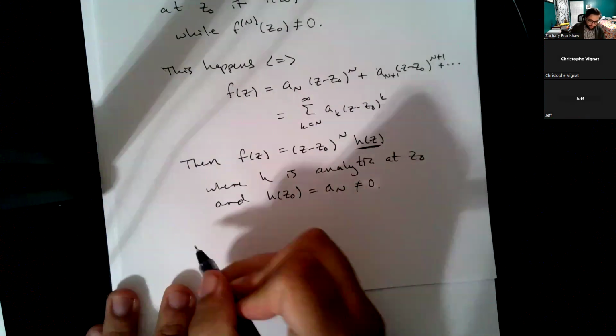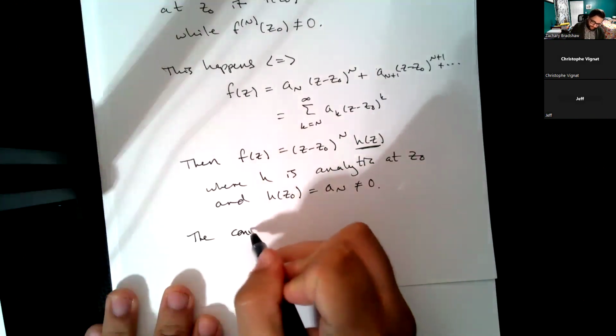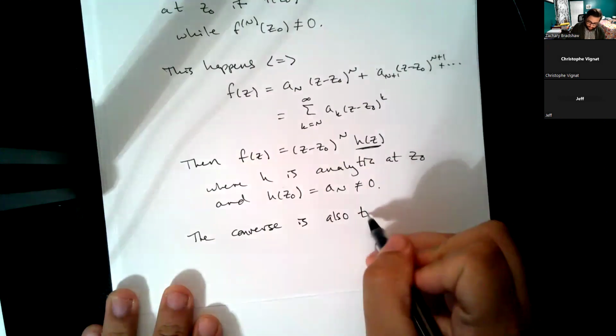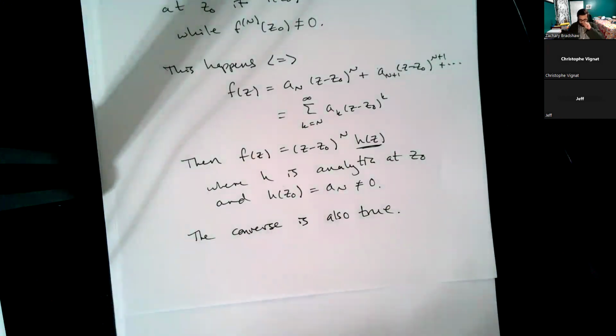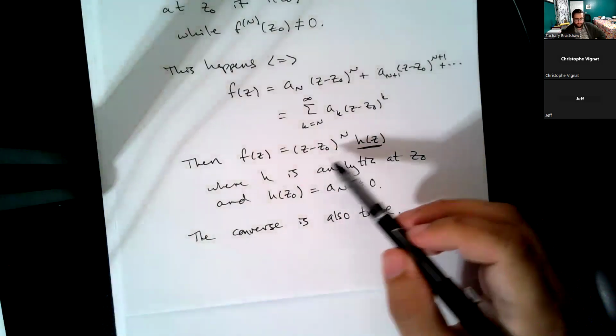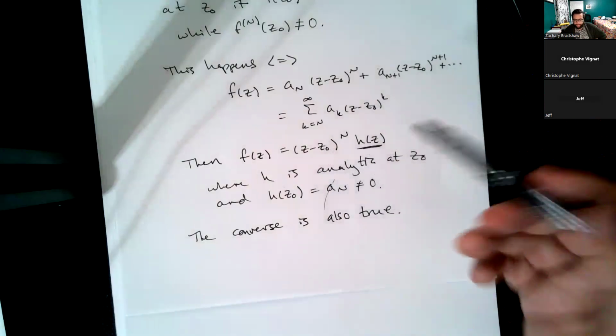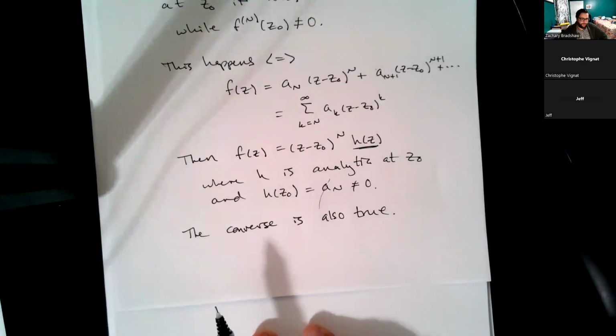Turns out that the converse is also true. If you have an analytic function of this form, then it has a 0 of order n. I mean, that's just the trivial direction.